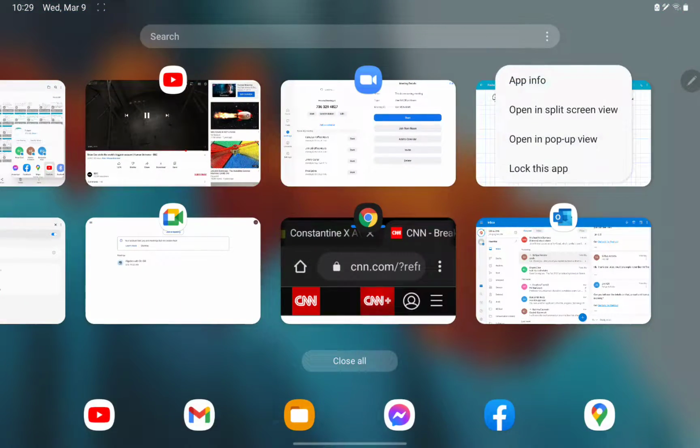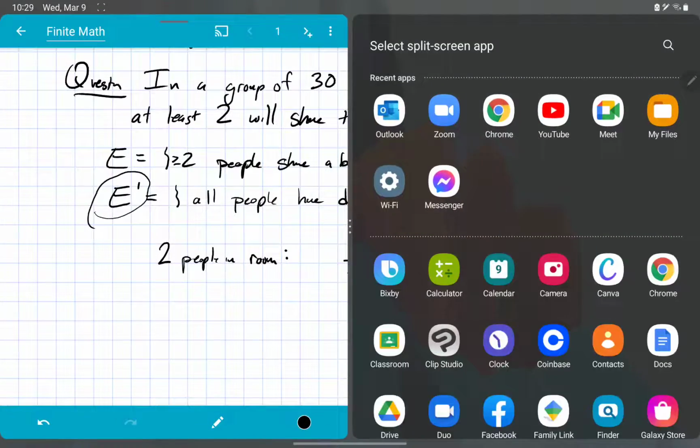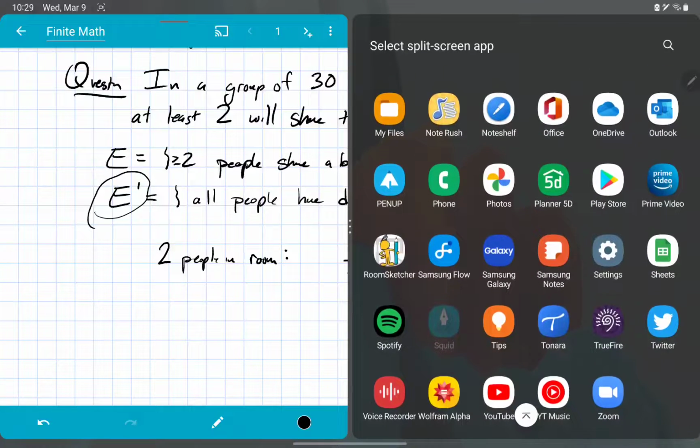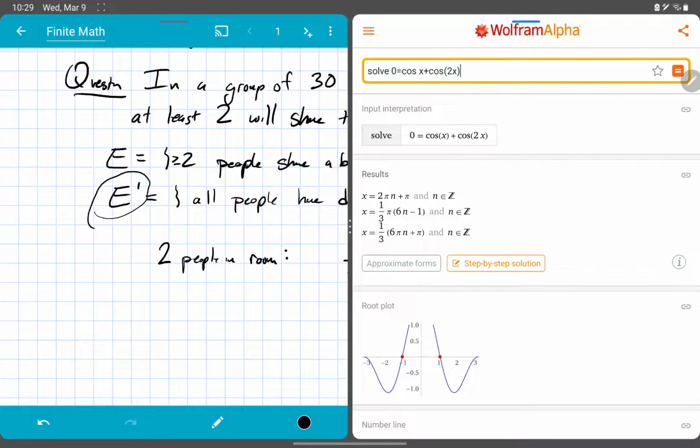Let's see if I can actually do some amazing split screen stuff here. Like, I actually know what I'm doing here.